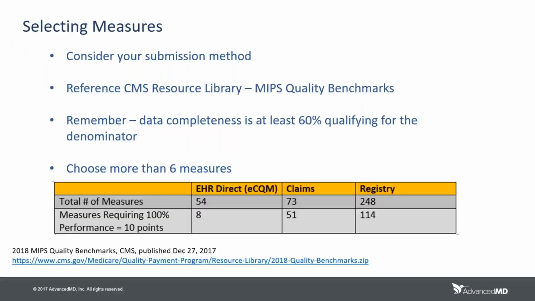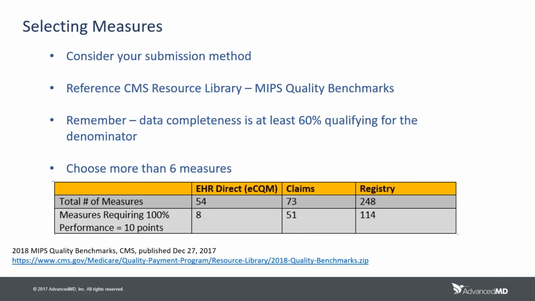Now, there are more than 270 measures for the 2018 performance period. The submission method is top on our list because there are different measures across the submission methods. And for the same measure, your points fluctuate based on the submission method as we reviewed on the previous slide. Also know that measures have benchmarks. You can refer to the CMS MIPS Quality Resource Library to retrieve a spreadsheet containing all the measures for 2018 reporting. And remember, you cannot earn 10 points for measures without benchmarks. The highest potential earning is 3 points.